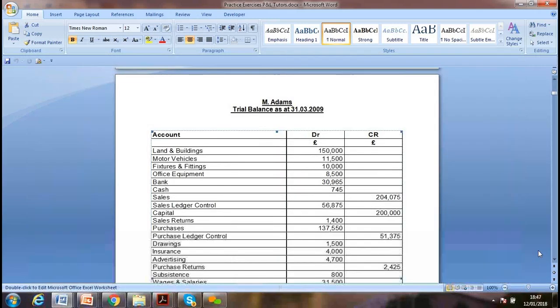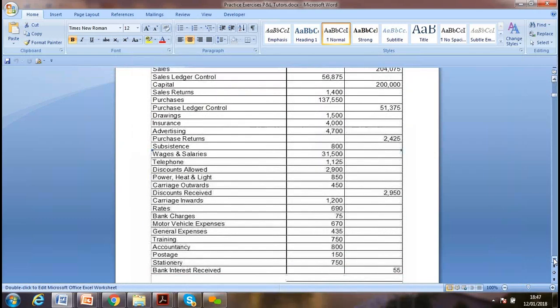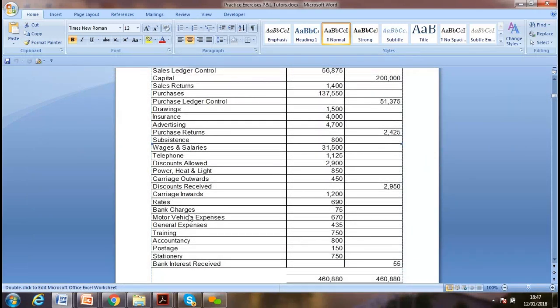You getting me? Any expense? Any question? No. Okay. Carriage outward is a delivery charge, is an expense. Discount received, we are receiving a discount, is an income. Carriage inward is our expense. Rates are our expense. Bank charges, expense. Motor vehicle expense. General expense. Accounting expense.